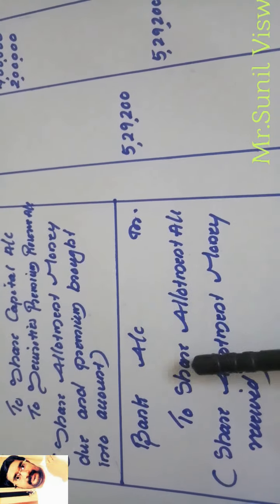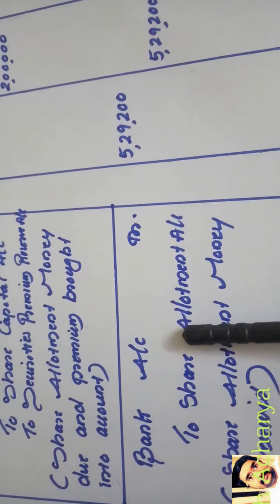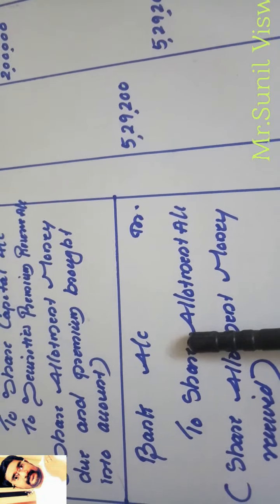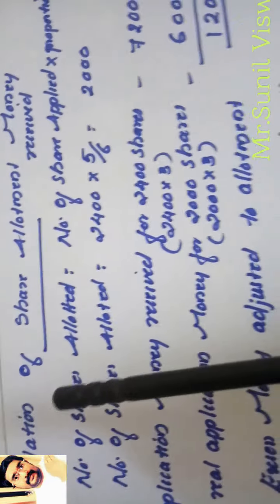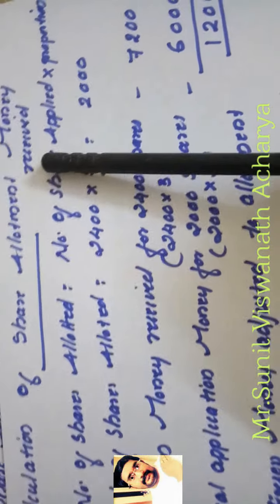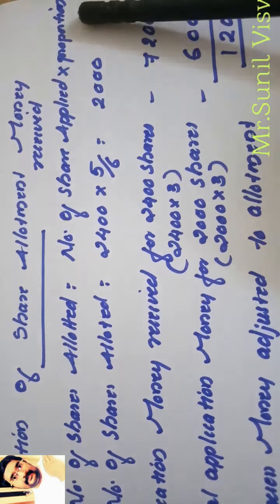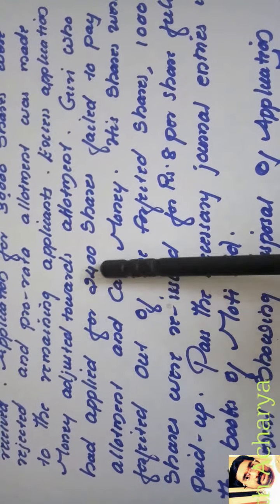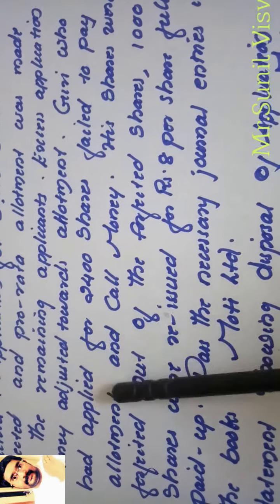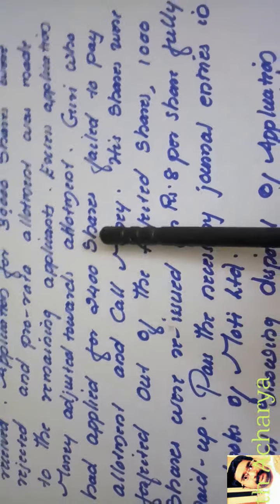Now next entry is bank account debtor to share allotment, money received entry. Here we have to calculate the allotment received, because one shareholder who belongs to this pro rata did not pay the allotment money. So we have to do the calculation of share allotment money received. Here we know number of shares allotted is equal to number of shares applied into proportion. In the question we can see Giri, who had applied for 2,400 shares, failed to pay allotment and calls money. Here the applied shares are given.